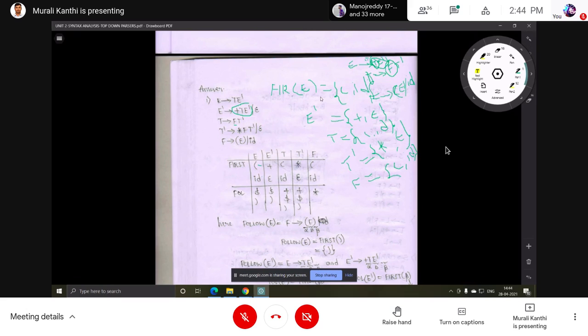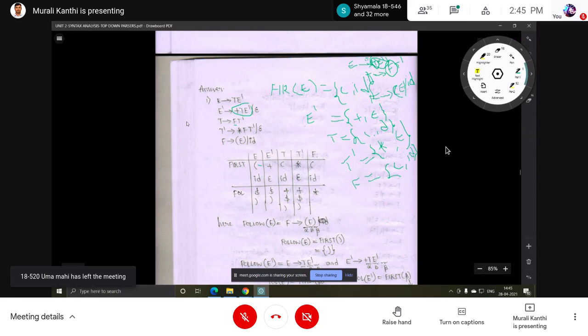But in the follow, not the E production. On the right hand side, we have to see in which production E is there. If one production has it, we consider that one. If more than one production has E, then we are supposed to consider all those productions. That is different in the follow. In the first, the symbol's own production is considered, but in the follow, we have to see the right hand side.